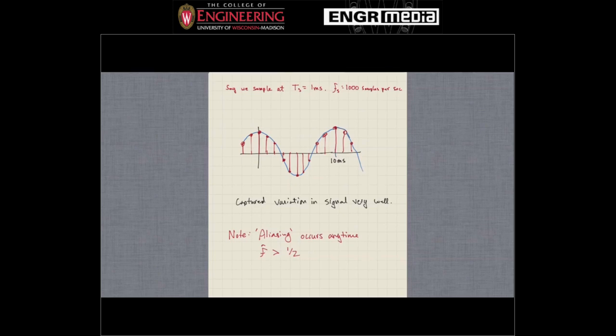And just as a note, and what we'll talk about next time, is aliasing occurs anytime the discrete time frequency is greater than 1/2.